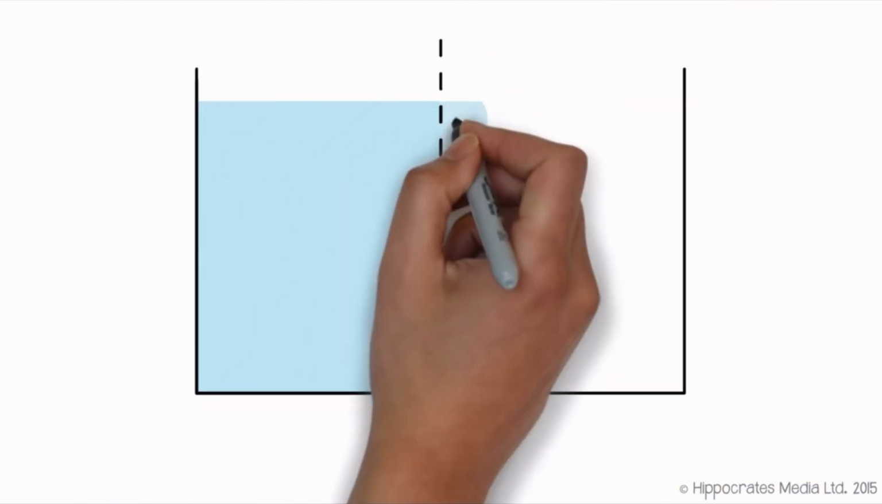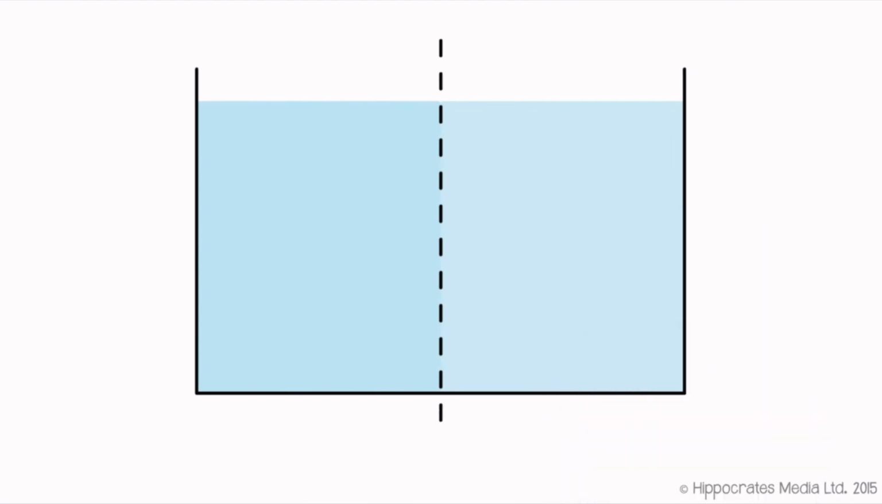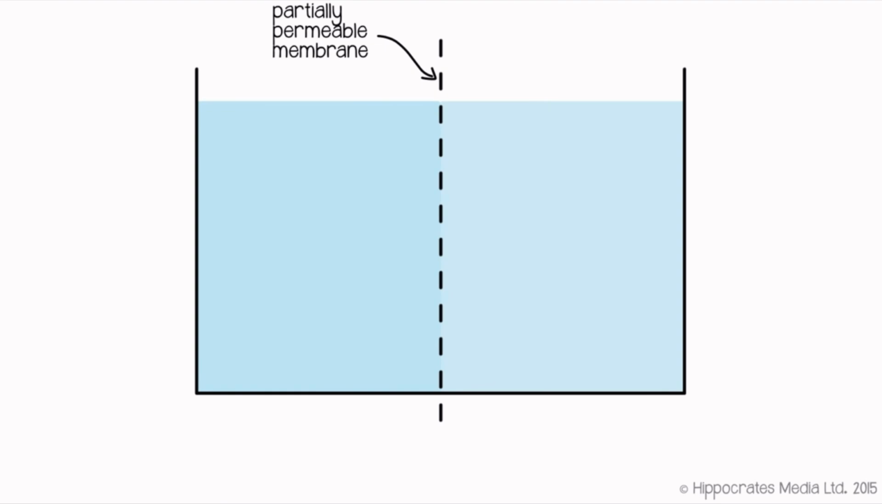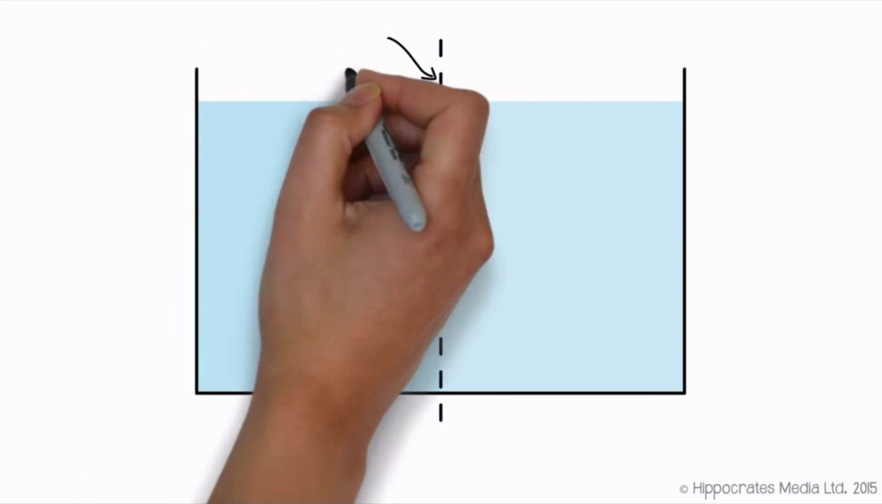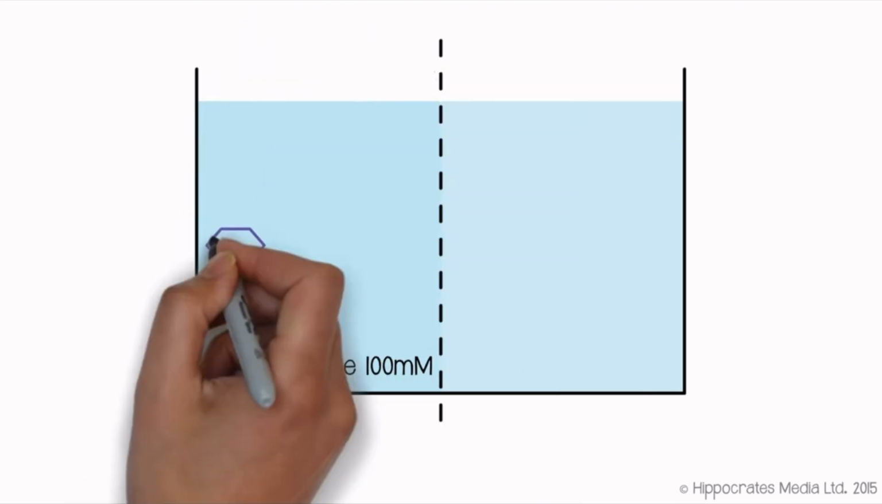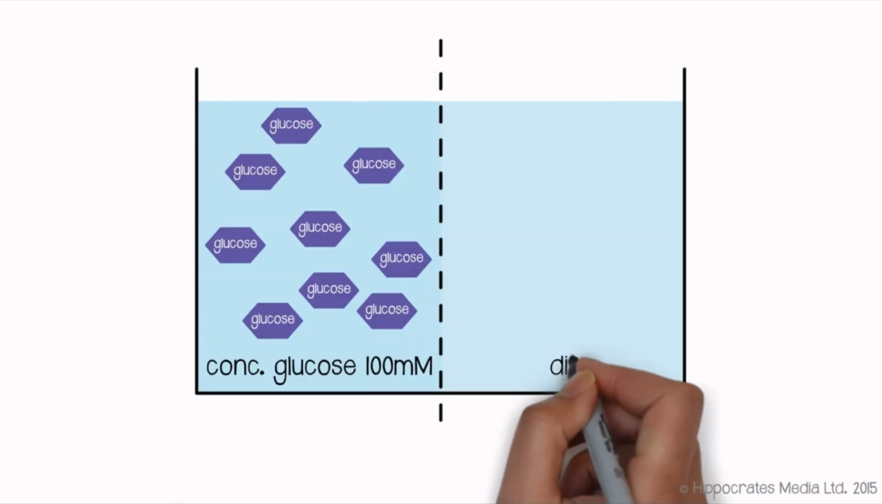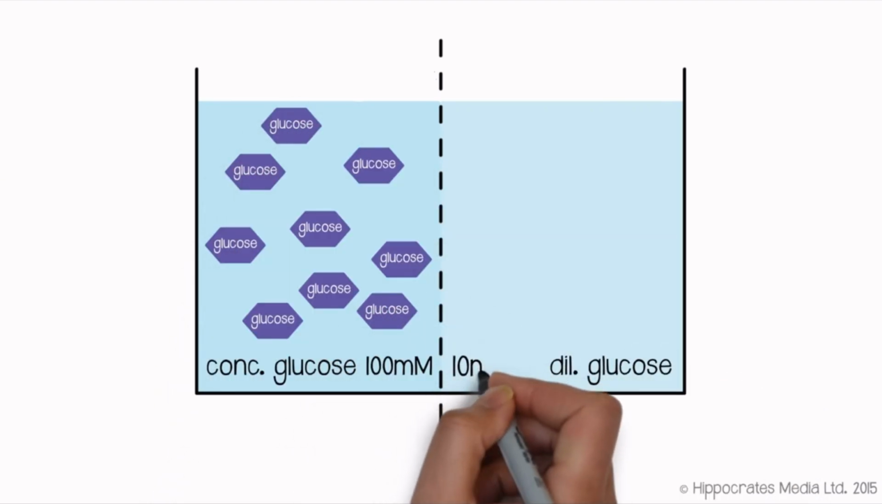But to begin with, I'm going to start with a very hypothetical situation. I'm going to imagine that we have a container, and the container is divided into two parts, and there's a membrane in the middle of the container dividing two solutions. On the left-hand side, we'll have a concentrated solution of glucose. Let's say that it's 100 millimoles per litre glucose solution. On the right-hand side, let's have a more dilute glucose solution. It's 10 millimoles per litre.